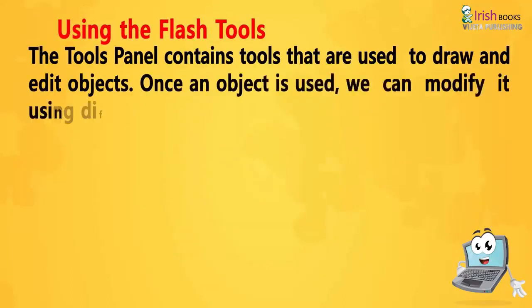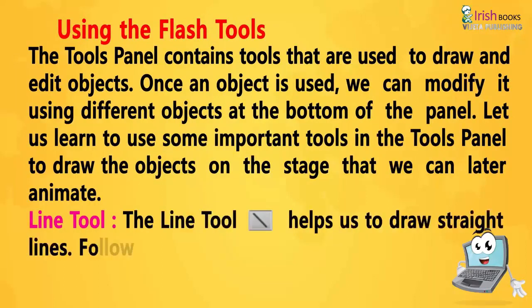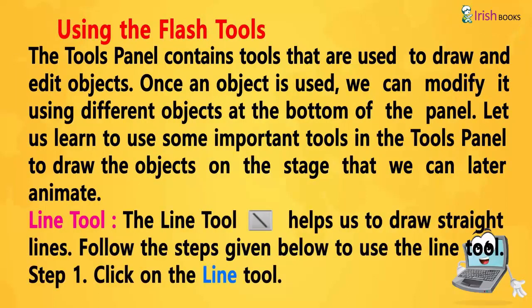Using the Flash tools. The Tools panel contains tools that are used to draw and edit objects. Once an object is drawn, we can modify it using different options at the bottom of the panel. Let us learn to use some important tools in the Tools panel to draw the objects on the stage that we can later animate. Line Tool. The Line tool helps us to draw straight lines. Follow the steps given below to use the Line tool.